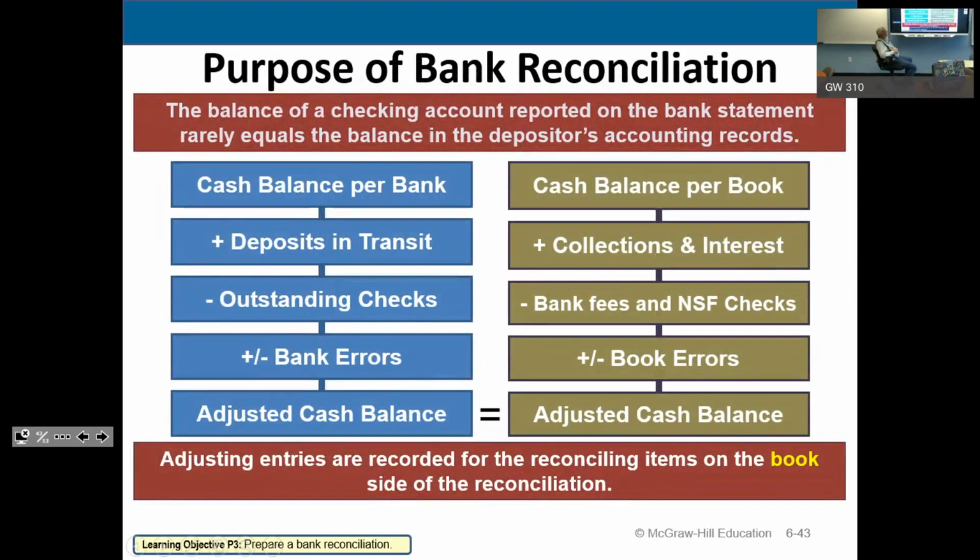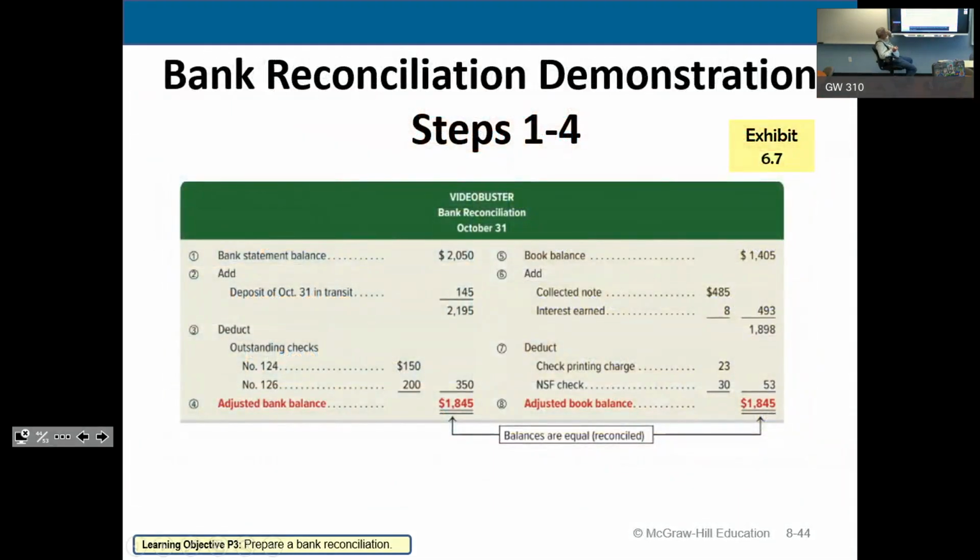So here's another one. The balance of the checking account reported in the bank statement rarely equals the balance in the accounting records. So the books and the bank statement have discrepancies, and this lines it up, just tells you how to do it. It's pretty simple. And there's 4 steps involved. 1, 2, 3, 4, right? 5, 6, 7, 8. 1 through 4 of bank reconciliation.